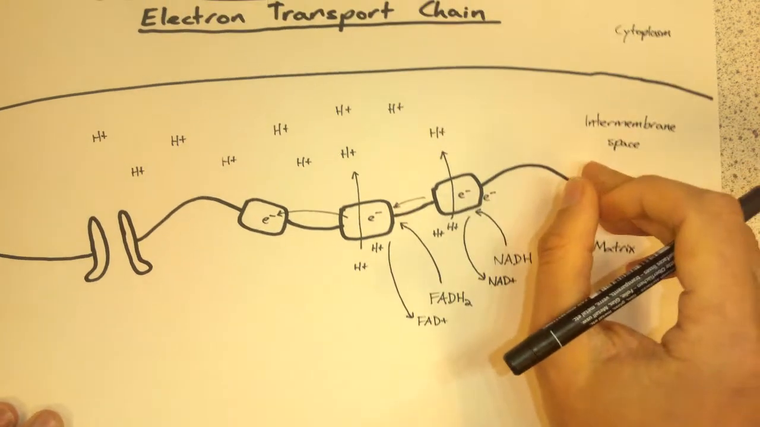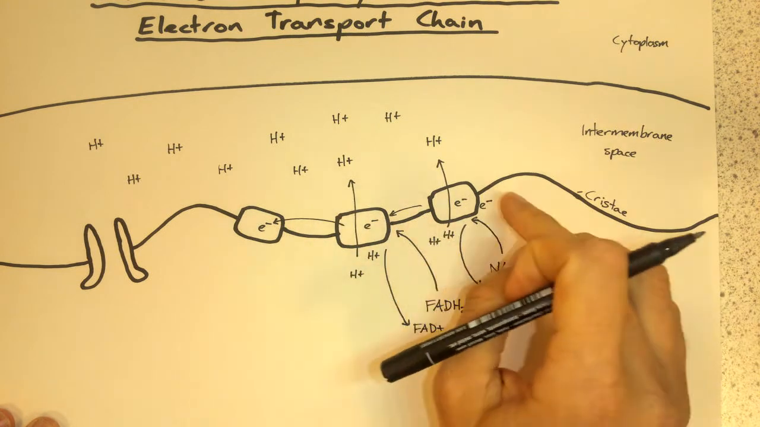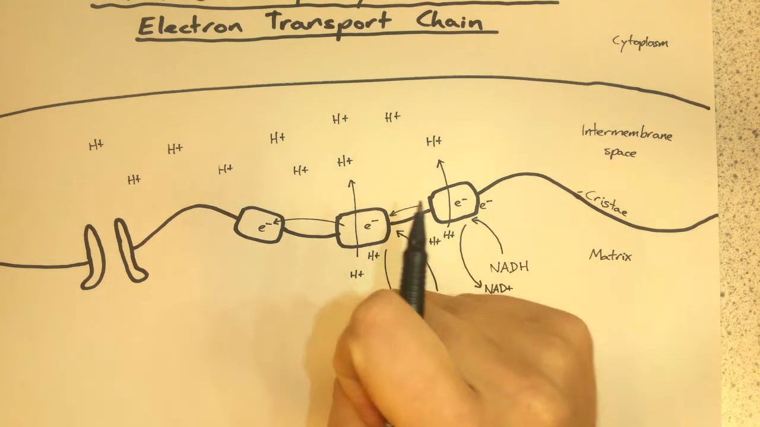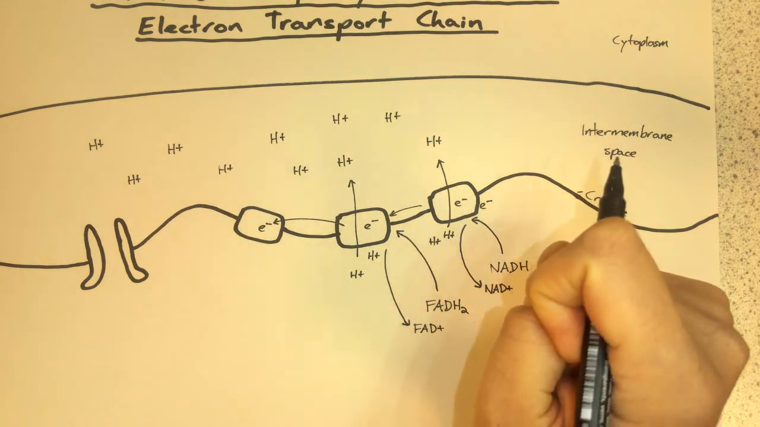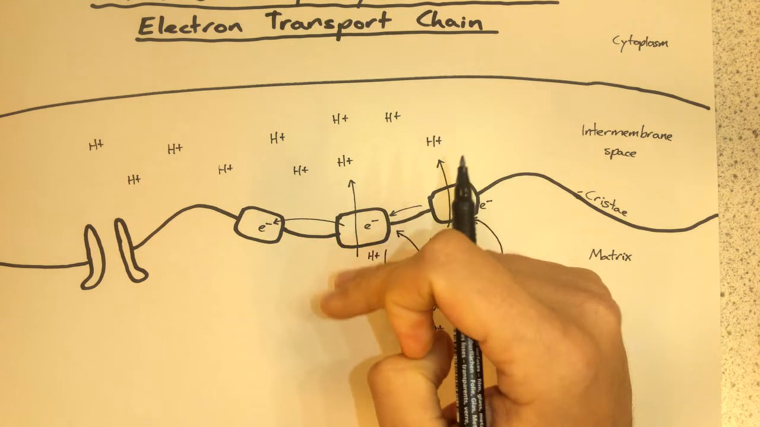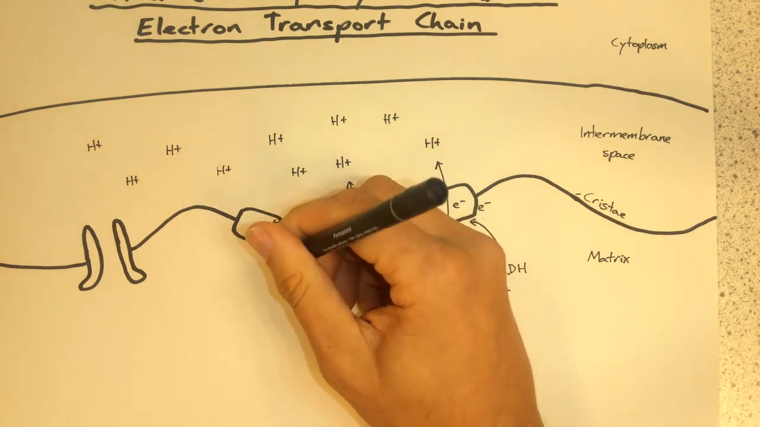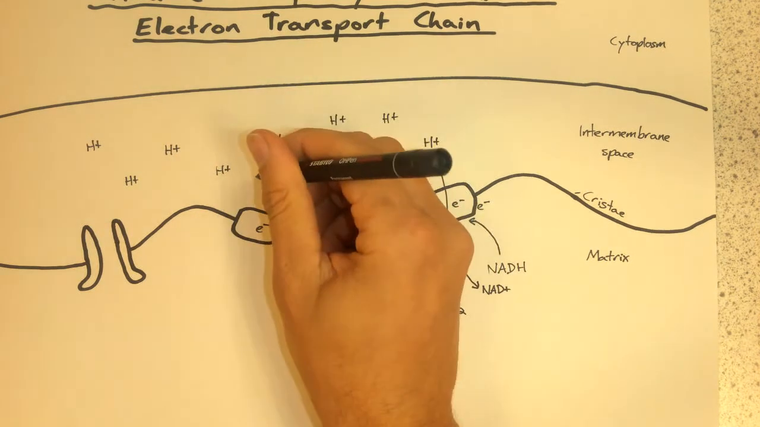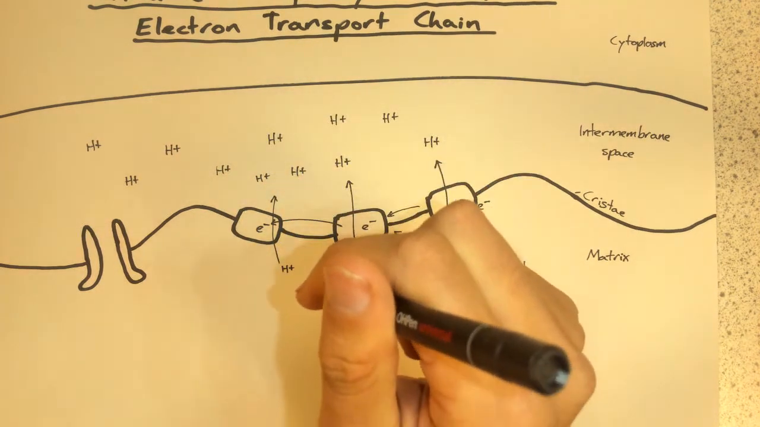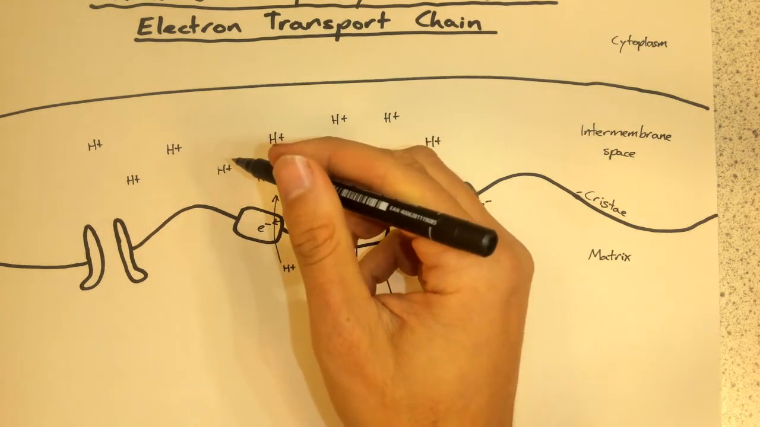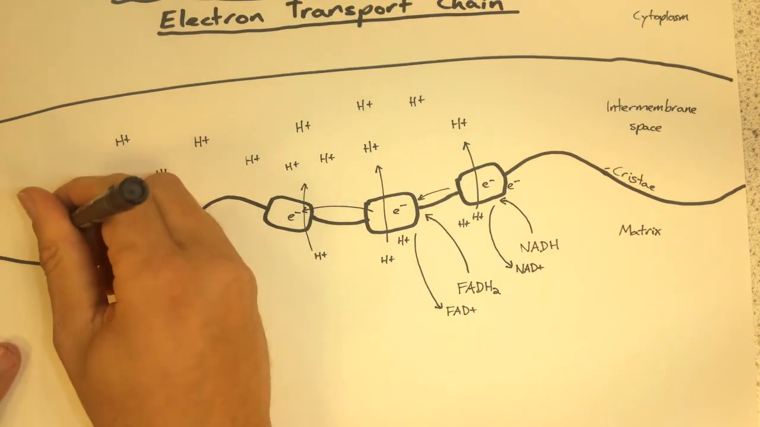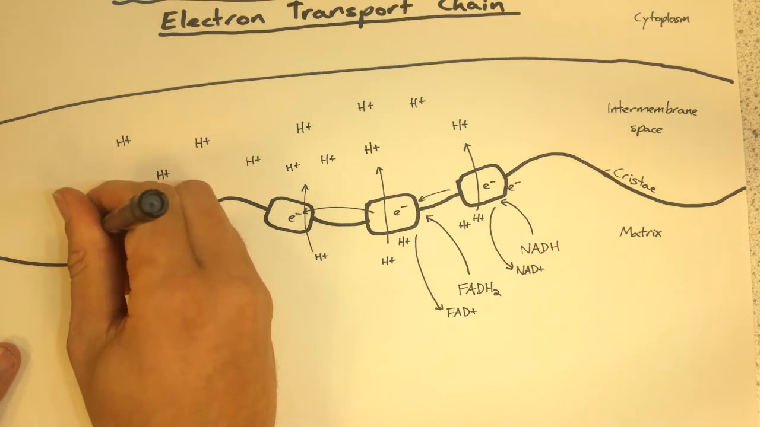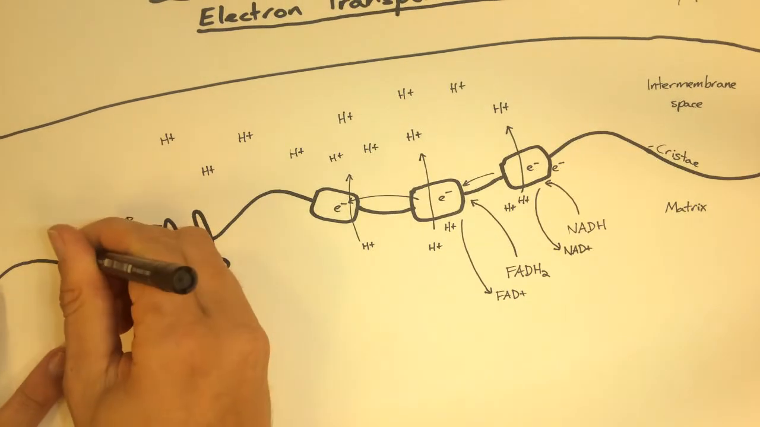Be careful, some people get confused and think that this is hydrogen ions being pumped out of the mitochondria. They're not being pumped into the cytoplasm, just into the intermembrane space. That causes a concentration gradient between the matrix and the intermembrane space. Hydrogen ions will then move through the ATP synthase enzymes in the process called chemiosmosis.